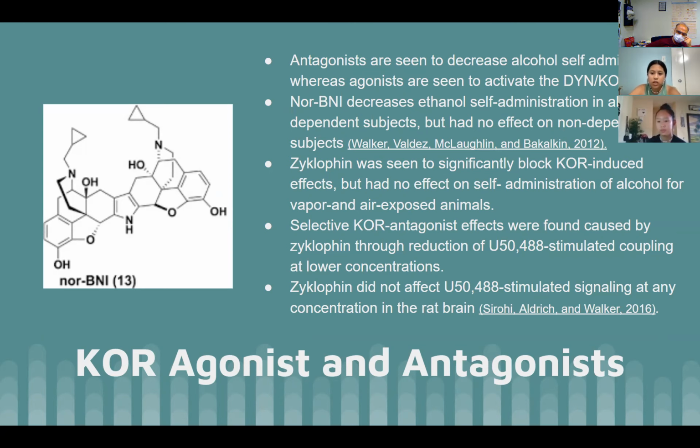One short-acting KOR antagonist, cyprodime, was used to test the efficacy in decreasing alcohol self-administration in alcohol-dependent rats and mice. U50,488H, a long-acting KOR agonist, was also used in the study. It was seen to significantly block KOR-induced effects, but had no effect on self-administration of alcohol for vapor and air-exposed animals. Overall, in the mouse brain tissue, selective KOR antagonist effects were found caused by it through reduction of U50,488H-stimulated coupling at lower concentrations. However, in the rat brain, it did not affect U50,488H-stimulated signaling at any concentration.